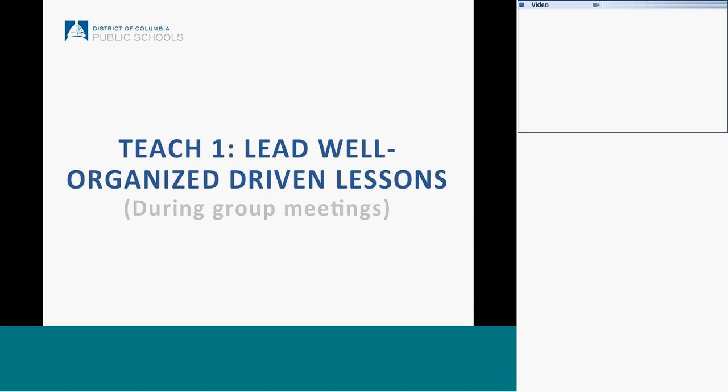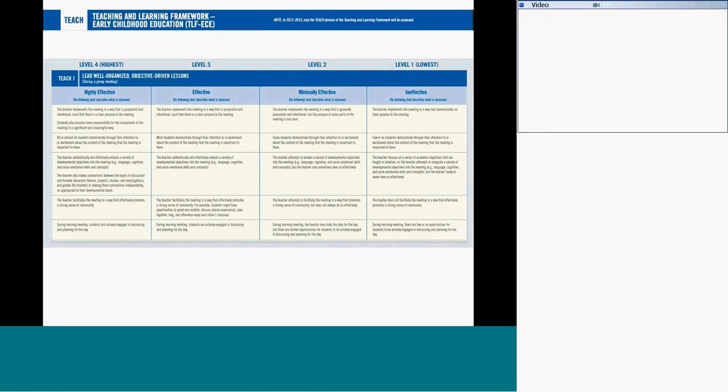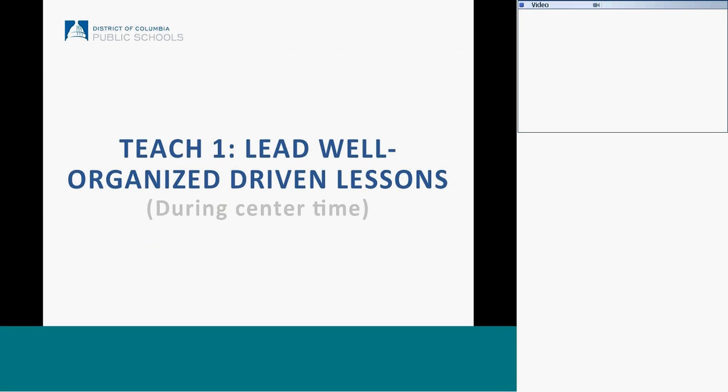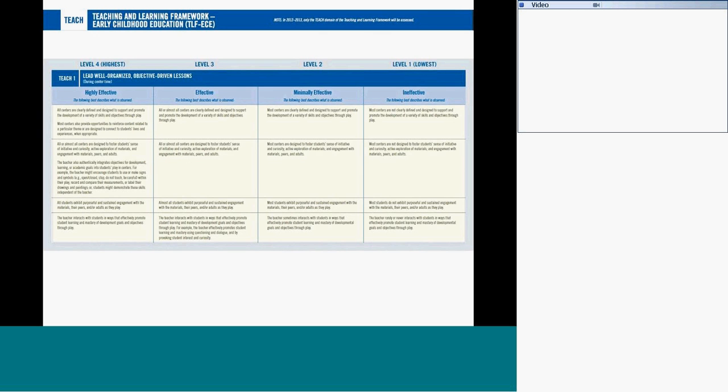Let's look at the Teach 1 rubric for group meetings. All of the practices measured in the previous rubric are still represented in the 5 rows of the current rubric. The content for the Teach 1 Centers rubric has also remained consistent with the previous version.